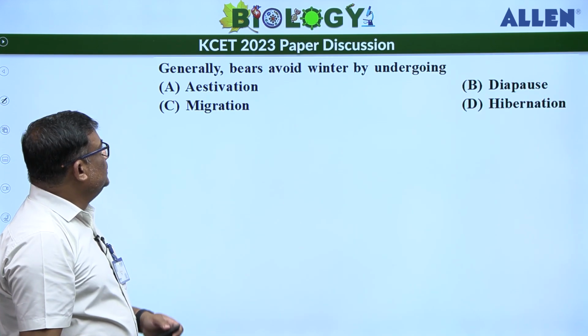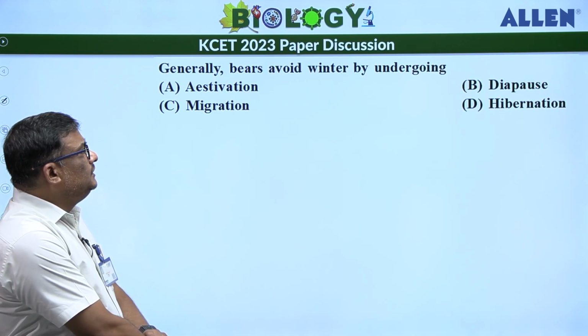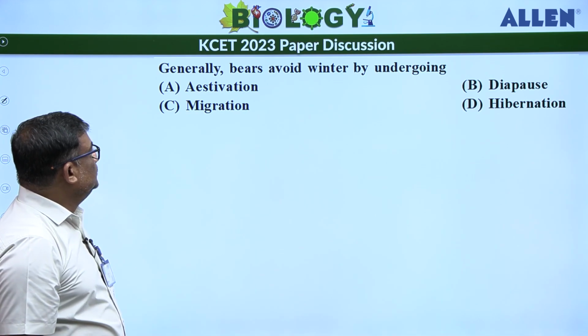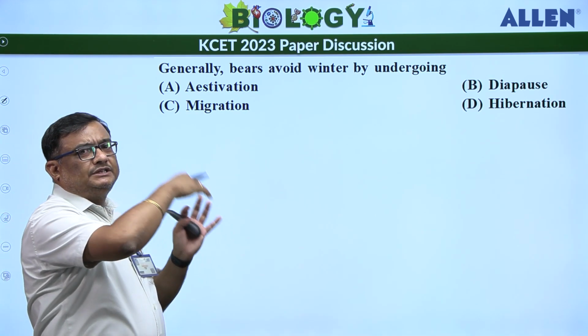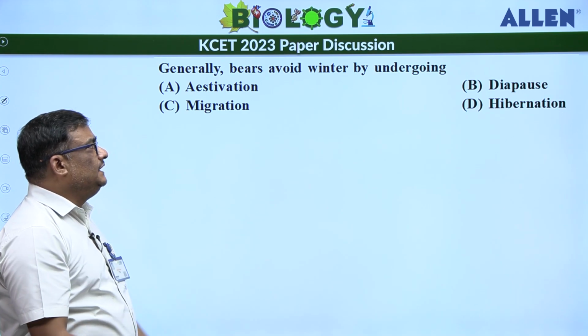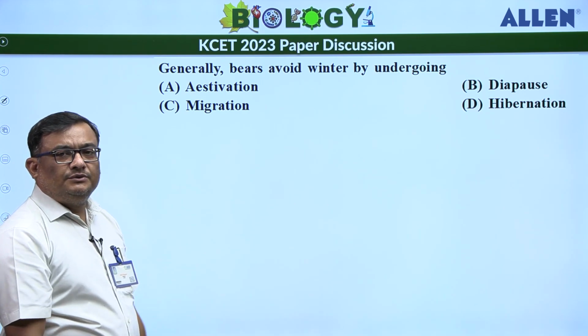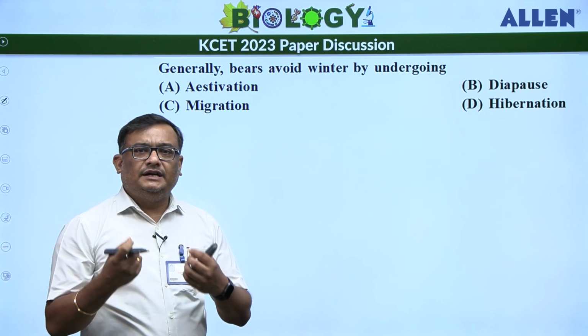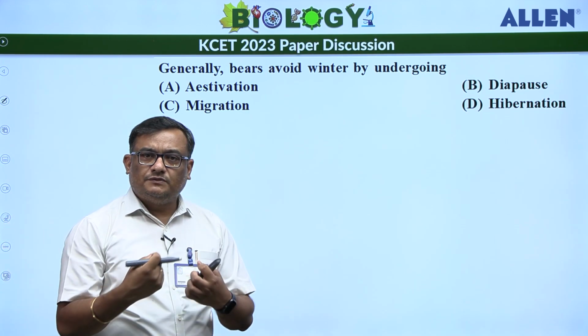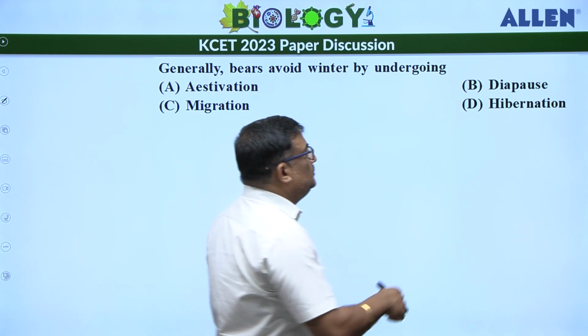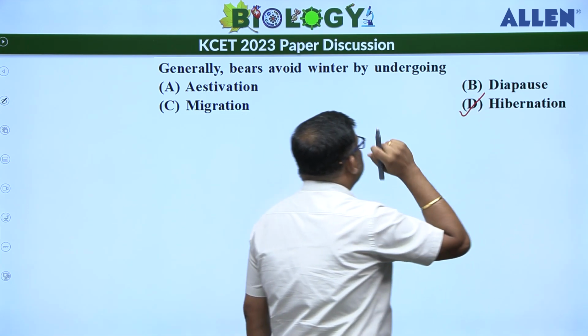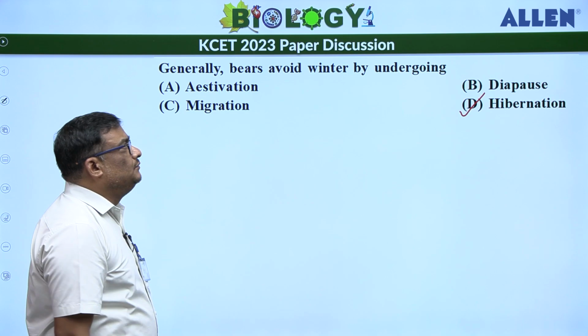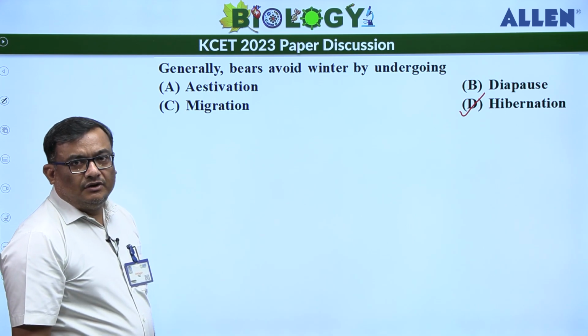Next one. Generally, bears avoid winter by undergoing. Migration is moving from one place to another place. Estivation is hiding itself underground during the summer condition, and they are asking about winter. Diapause means suspended animation. The body activity will be ceased for a small period of time. The answer is hibernation. So generally, bears avoid winter by undergoing hibernation.